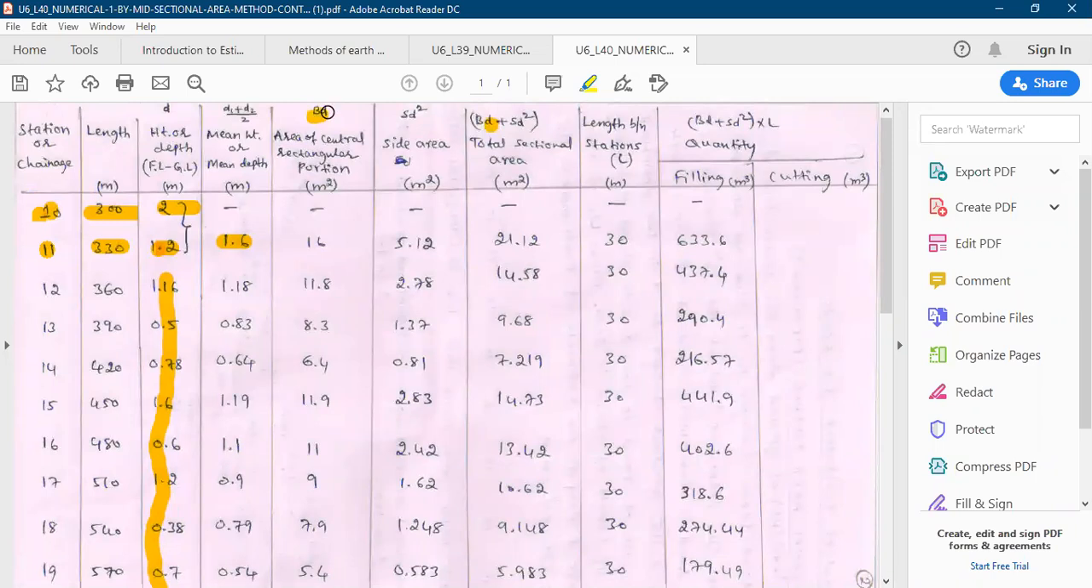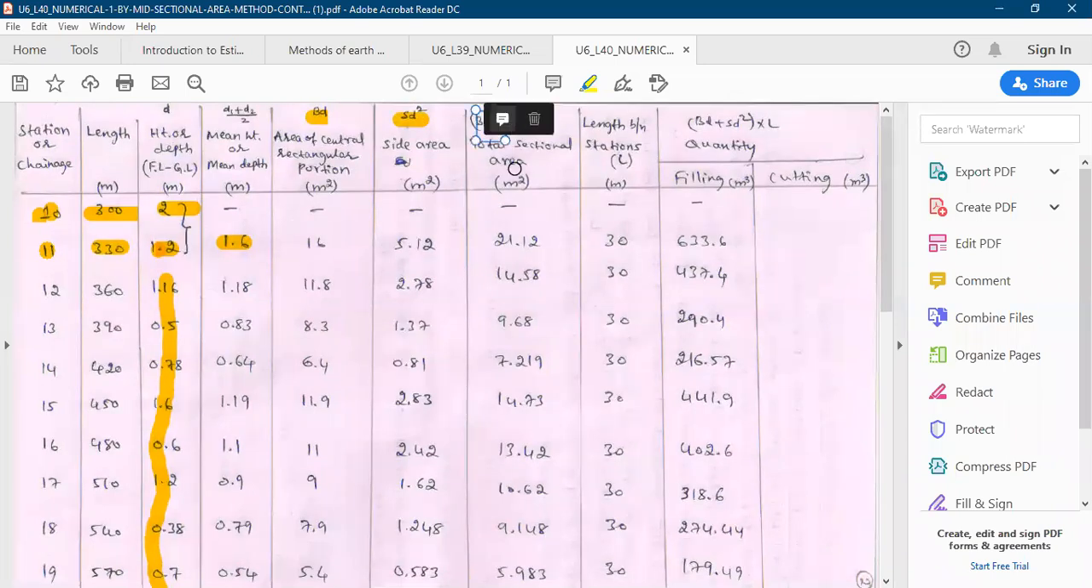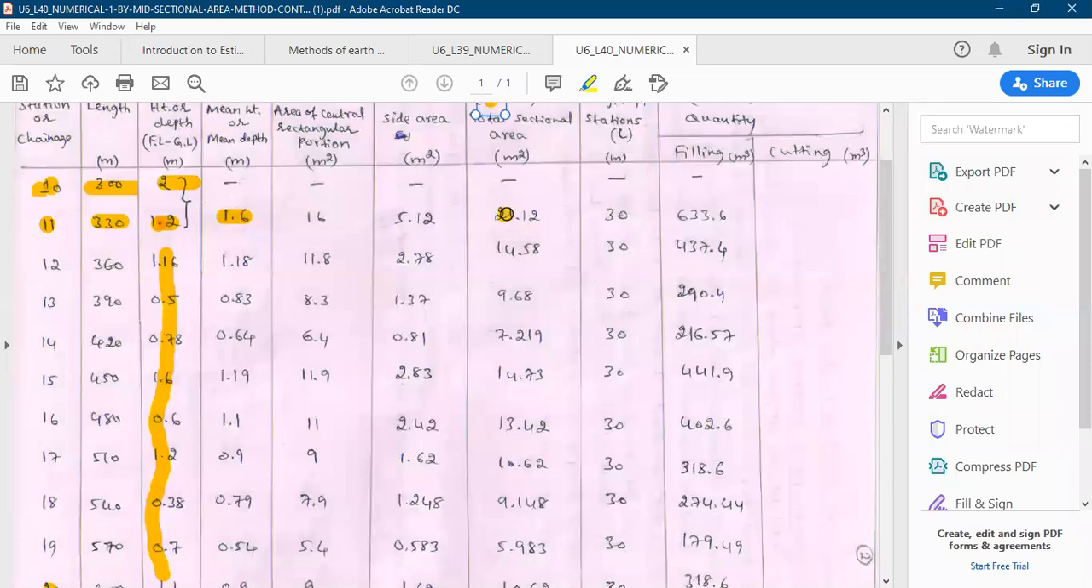Here they have done a separate calculation for the rectangular portion and a separate calculation for the triangular portion, SD square. At the end, they have added the total area. A is equal to BD plus SD square, what you have shown in the beginning. So this is the total cross-sectional area of the trapezoidal portion. BD is the rectangular portion, and SD square is the area of both triangles on two sides. So this is the area we can get for every mid-section.